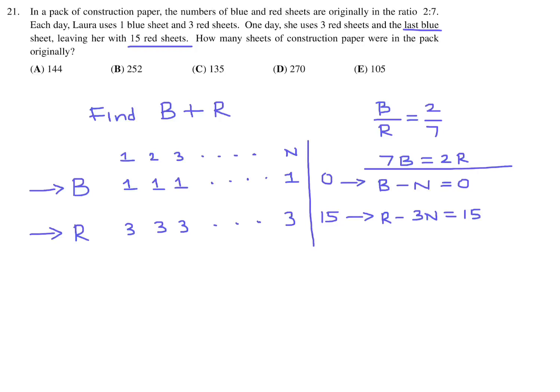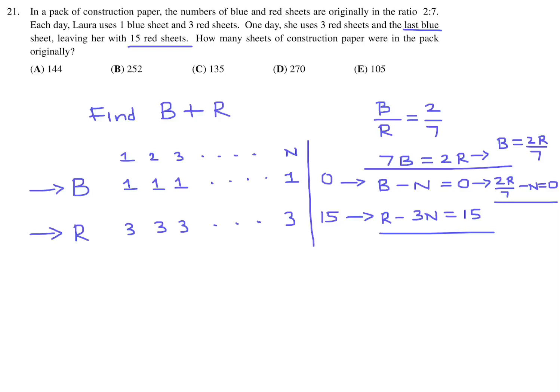They told you that 7B is equal to 2R, right? So that means that you can isolate for one of these. Either one, it doesn't really matter. It's up to you. I'll just isolate for B. Why not, right? So B becomes 2R over 7. All right? So this equation, therefore, becomes 2R over 7 minus N is equal to 0. So there you go. I've got 2 equations now with just 2 variables, and I can solve.